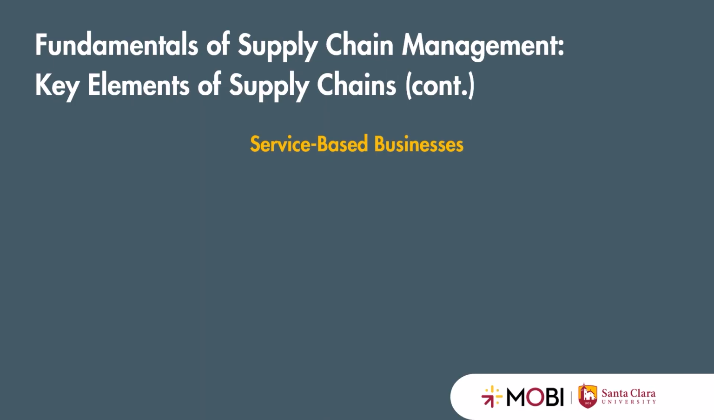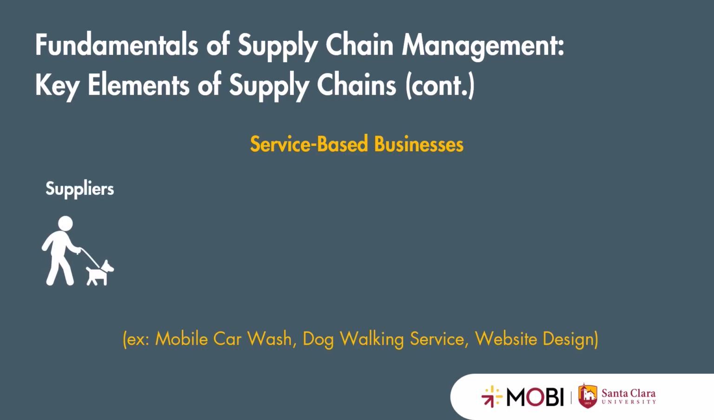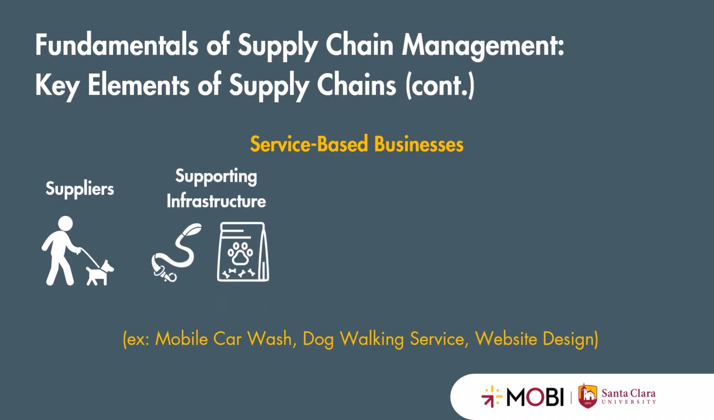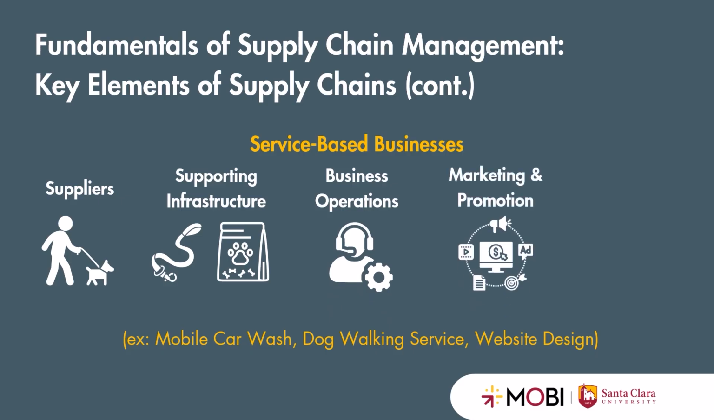In a service-based business like a mobile car wash, dog walking service, or website design, your supply chain might include these parts. Suppliers, the entity providing the service, perhaps you and/or your team. Supporting infrastructure, the tools, equipment, and resources necessary for you to deliver your service effectively. Business operations, administrative tasks and processes you need to deliver the service, like scheduling, billing, and customer support. Marketing and promotion, activities and strategies to attract and retain customers. Customers, the end users who purchase your service.